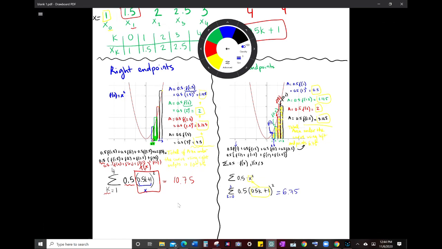Alright, so I hope this video helped you understand a little bit more about how to use sigma notation, or how to find the sum of the rectangles under the curve, also known as how to calculate the area under the curve or above the curve using right endpoints and left endpoints.